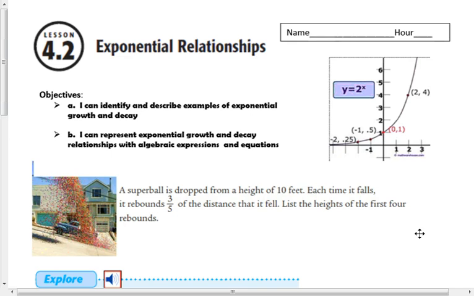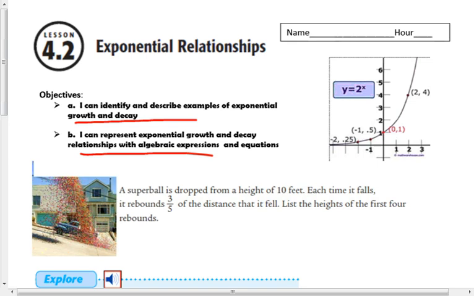Hey students, this is lesson 421. In these lessons, we're going to learn how to identify and describe examples of exponential growth and decay. And we're going to learn how to represent exponential growth and decay relationships with algebraic expressions and equations.